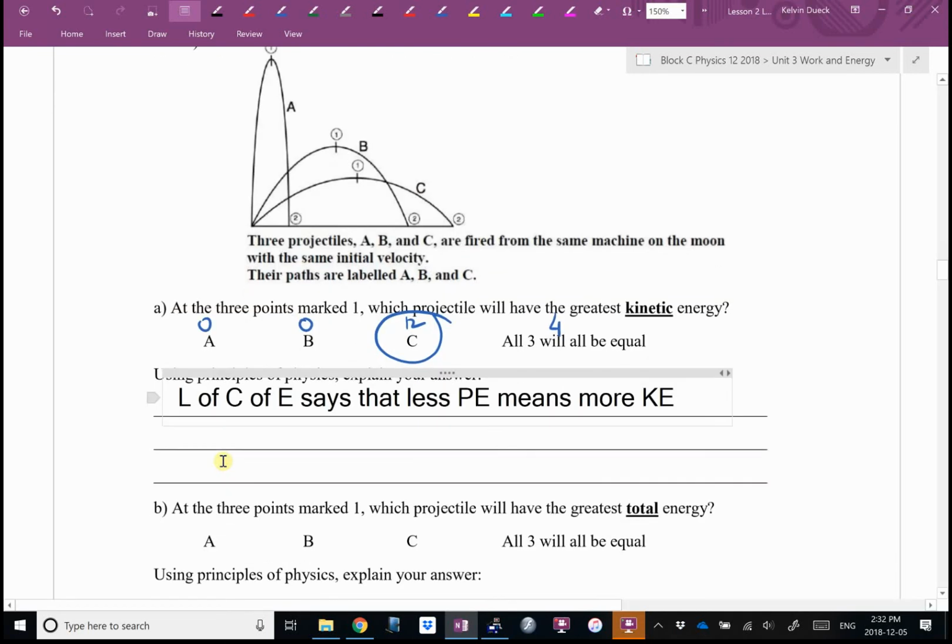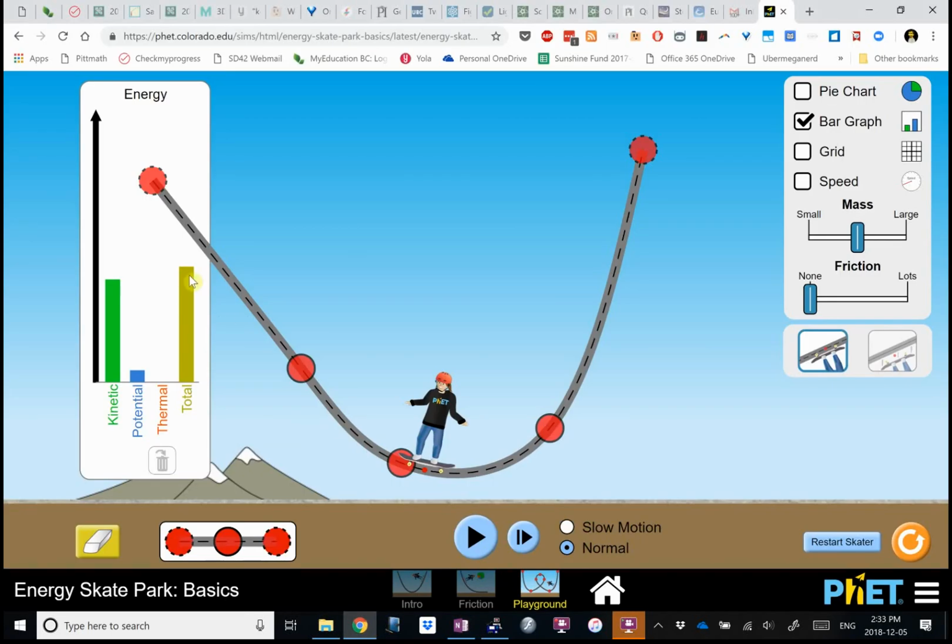So now, part B, same situation, but instead of the greatest kinetic energy, the greatest total energy. Once again, we're going to vote. Who says A, Mr. Dueck? A. Who says B? Who says C? Who says D? Convince me. Ethan. Like the mouse is on. Yeah.